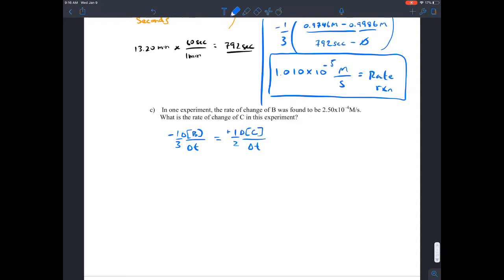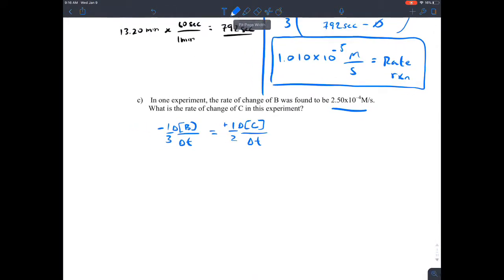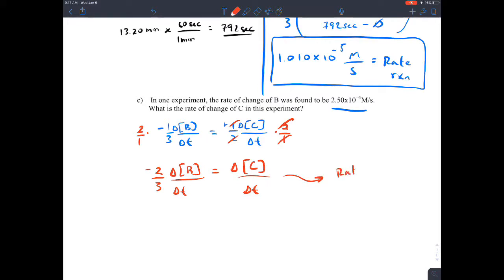Now, in one experiment, the rate of change of B was found to be 2.5 times 10 to the negative 5 molar per second. Now, what's the rate of change of C? Well, what I want to do is some algebra and isolate C in this case. So how do we do that? Multiplying 2 on both sides, 2 over 1 times 2 over 1 right here, we will eliminate the coefficient on this side. So we'll get a new equation: negative 2 over 3 delta B over delta T is equal to the change in the concentration of C with respect to time. So you can see that we've isolated delta C over delta T, which is the rate of change as we see it.